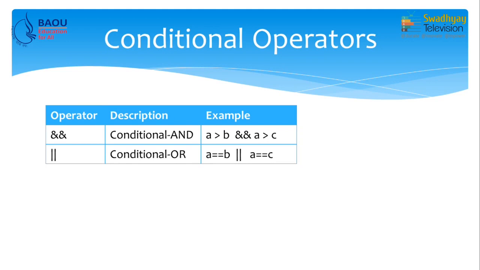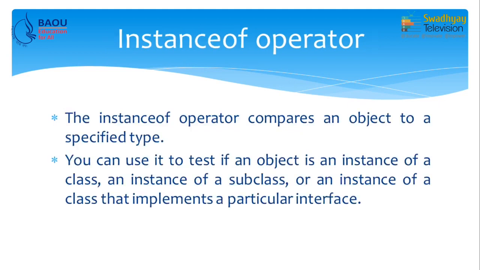Now, the second operator is the conditional OR operator. Here it is also sometimes called a loose condition, because if the first expression is true, then it returns true irrespective of the second expression, and if any of the expressions is true, it always returns true. So, in this condition it checks whether A equals B or A equals C, then it returns.